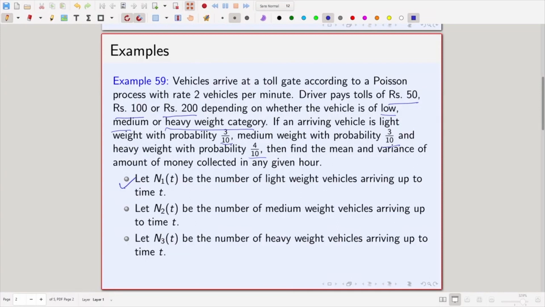Now, let N1(t) be the number of lightweight vehicles arriving up to time t. Let N2(t) be the number of medium weight vehicles arriving up to time t. Let N3(t) be the number of heavyweight vehicles arriving up to time t. So, again this is a case of Poisson thinning. The main stream is the stream of arrival of vehicles. Now, vehicles you can classify into three categories or three types, namely light, medium and heavy. So basically the main stream of arrival you are splitting into three.